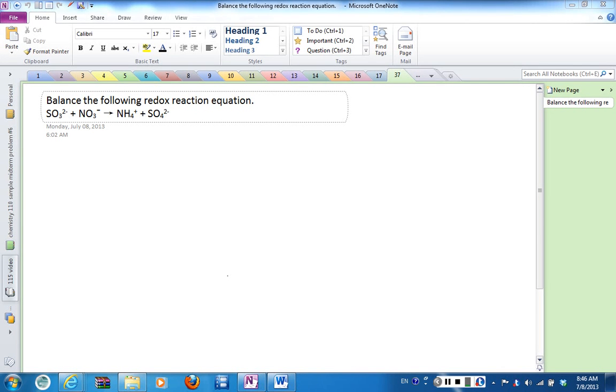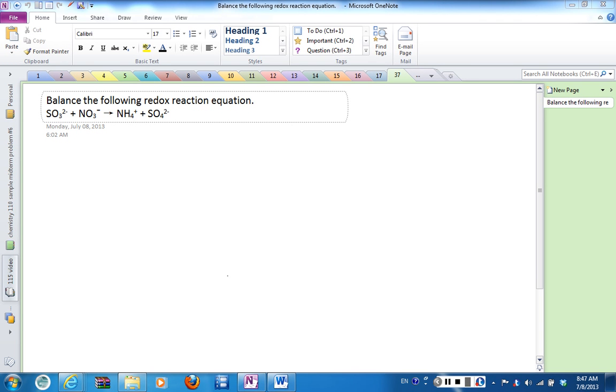Balance the redox reaction equation between sulfite ion and nitrate ion, producing ammonium ion and sulfate ion. Okay, so we have a full redox reaction equation to balance. And the way that we learn in our class is using the half reaction method.